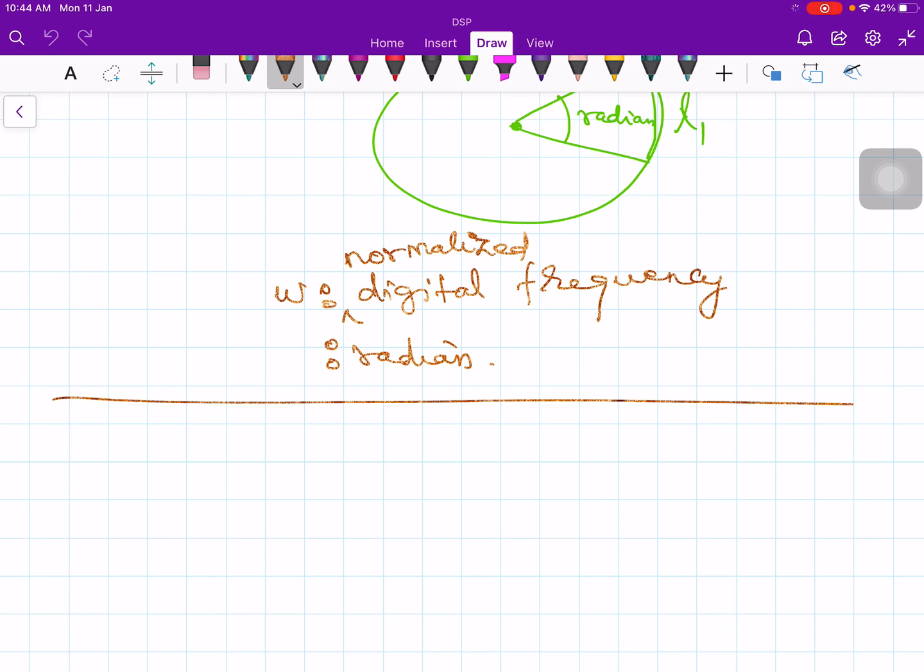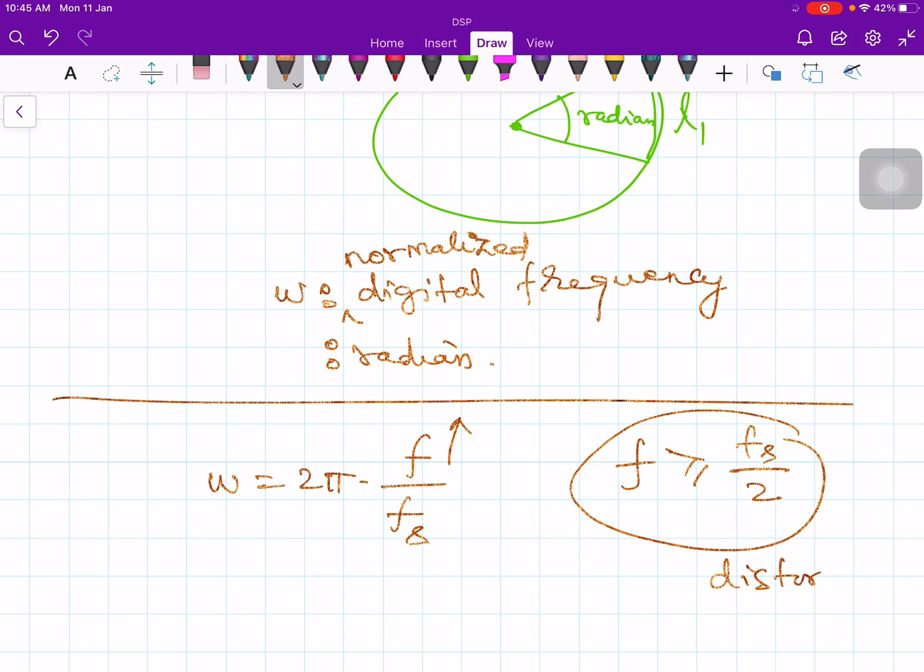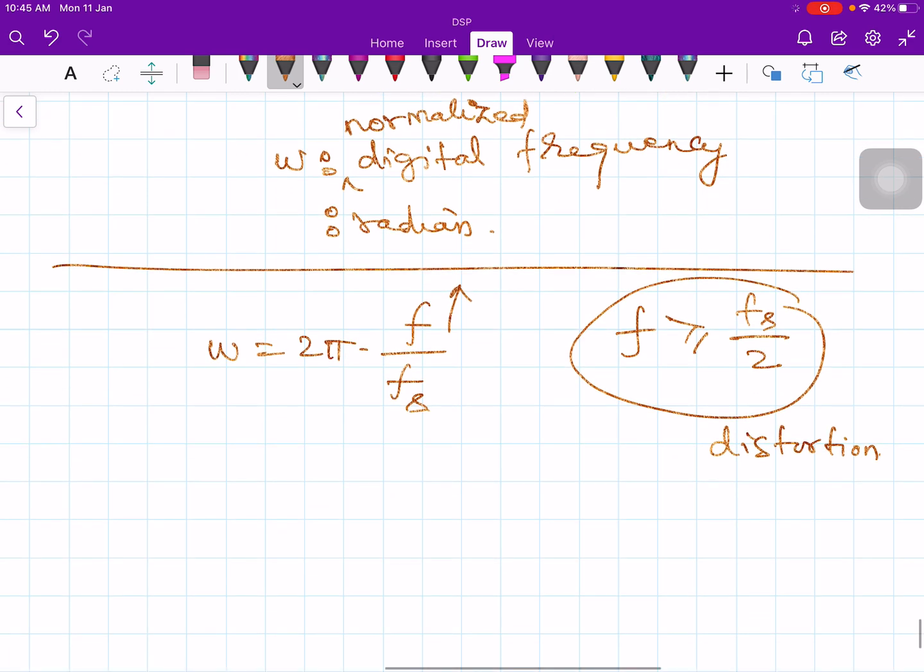Now let us recall what small omega is. Small omega is equal to 2 pi times f divided by fs, and we shall soon see that in digital signal processing we cannot go beyond half the sampling frequency. I cannot increase this f beyond half the sampling frequency. If you go beyond half the sampling frequency, then there is a distortion. So f cannot be greater than fs by 2. If this condition occurs, then distortion will occur. Therefore your f must be less than or equal to fs by 2.